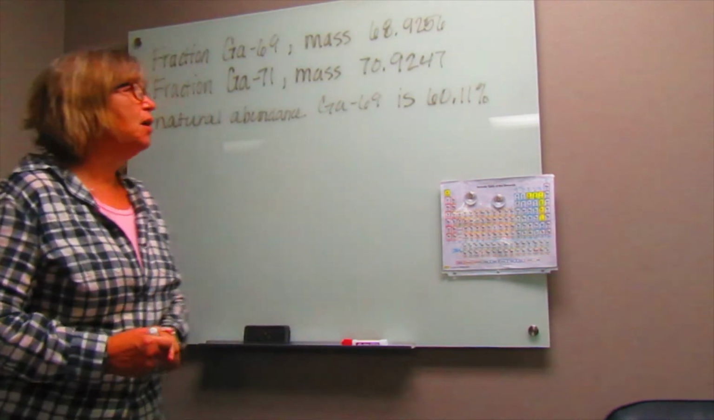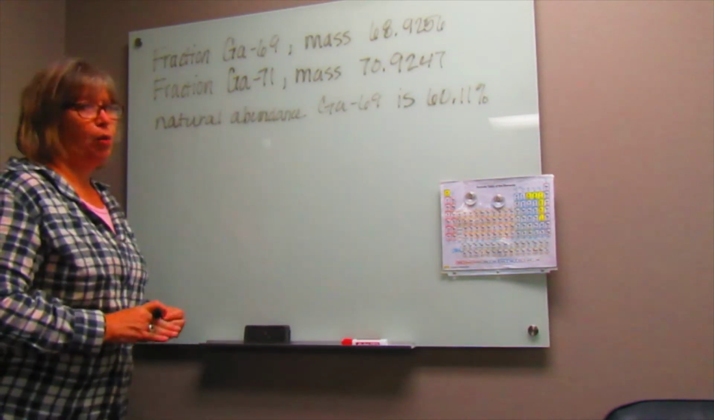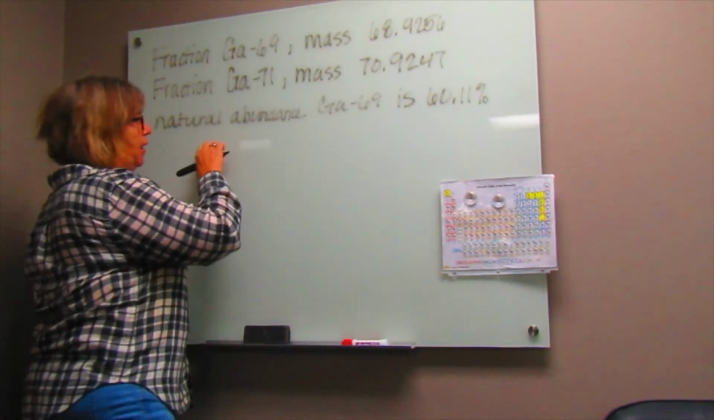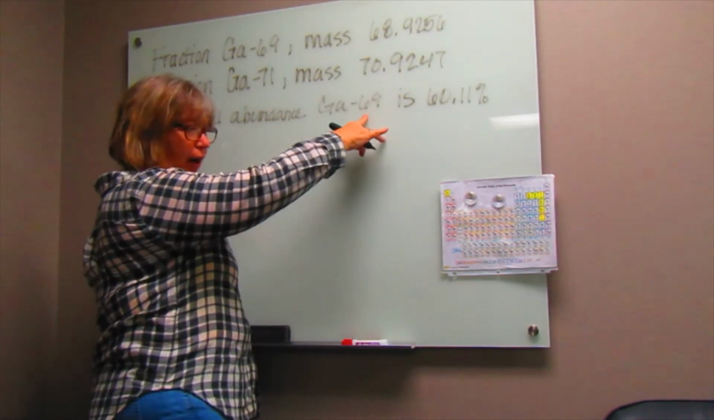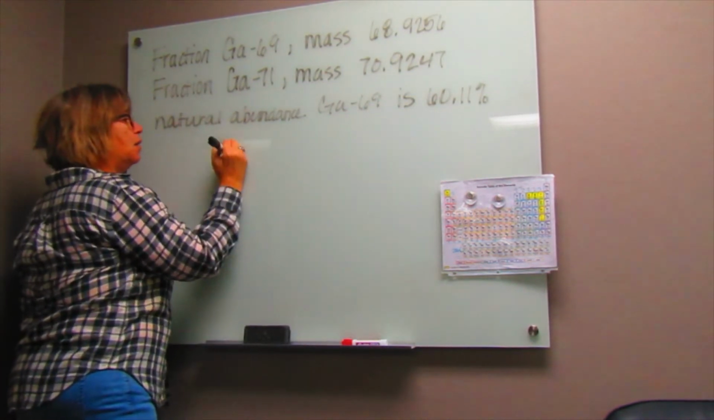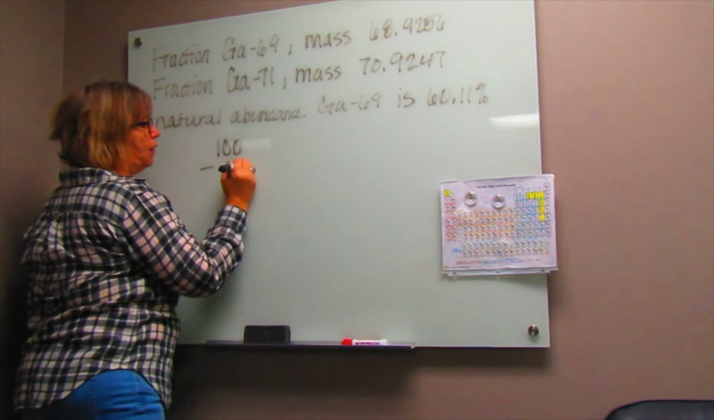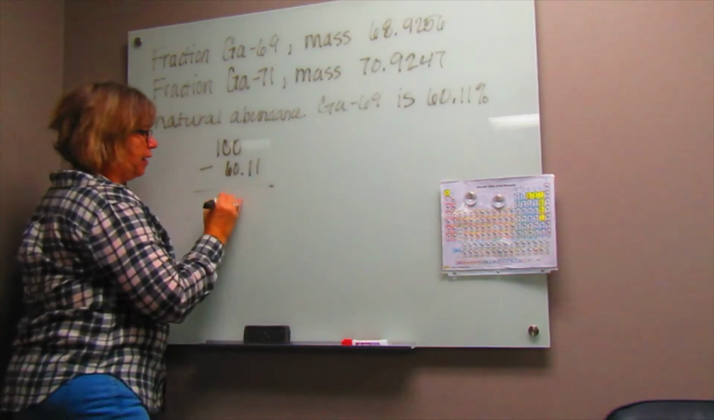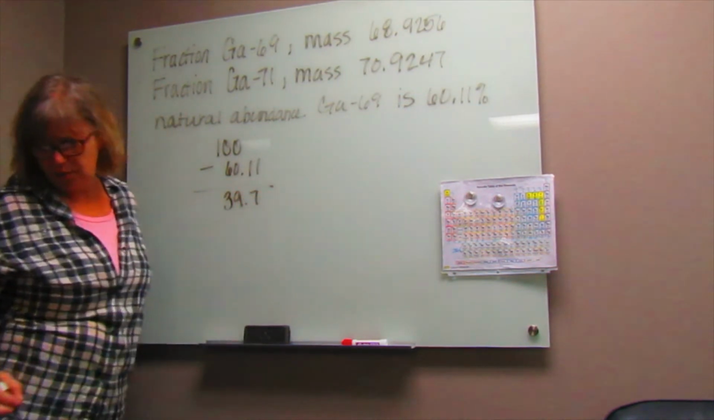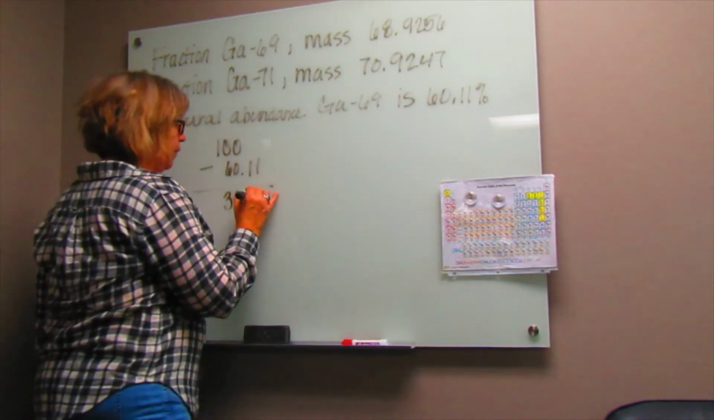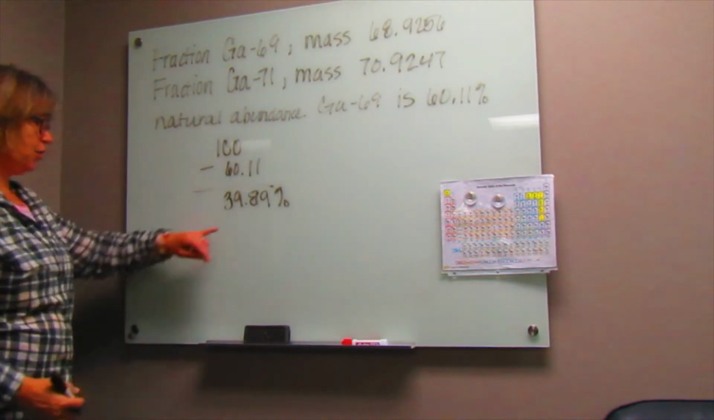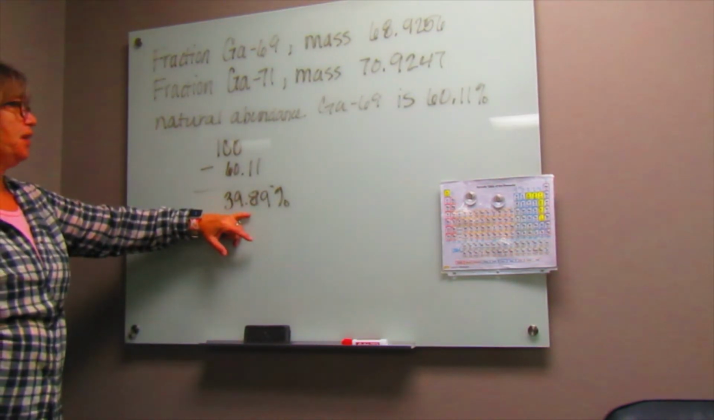decimal form, right? So with percent abundance, it's always going to equal 100%. So to determine the amount of natural abundance of gallium-71 based on the information that we're given, we're going to take 100 and subtract 60.11, right? And so that's going to give us 39.89 percent. Okay, so this is our percent natural abundance of the gallium-71.